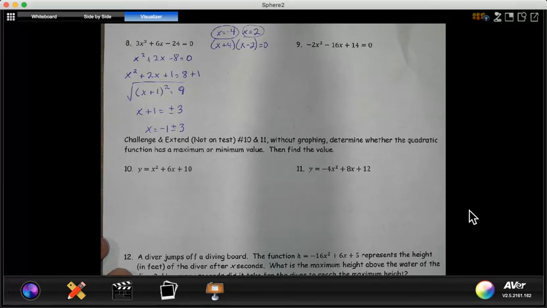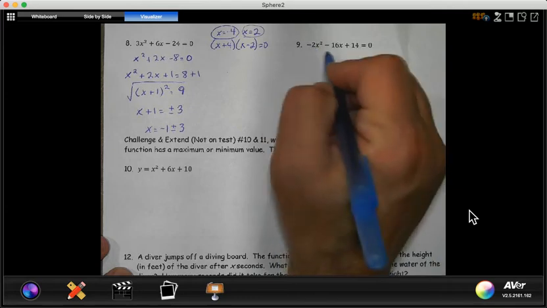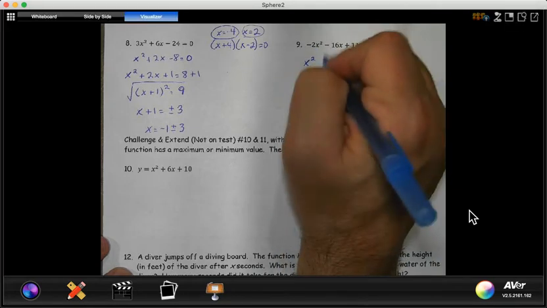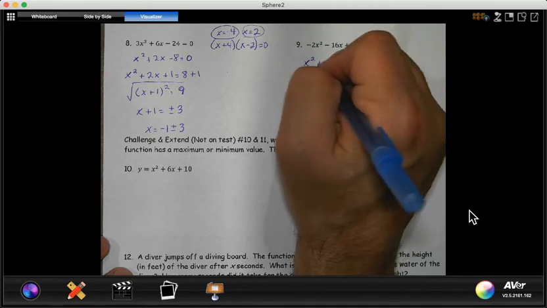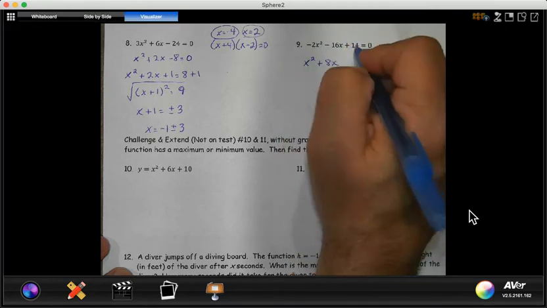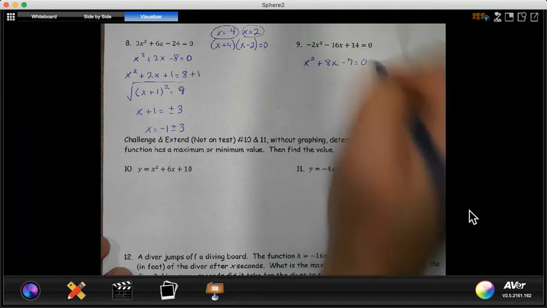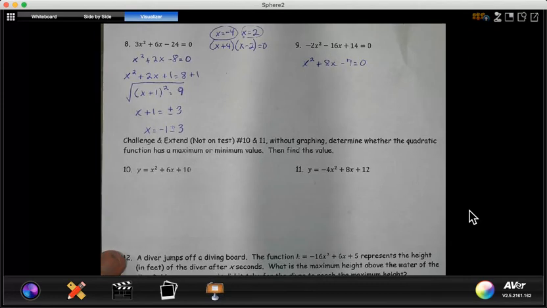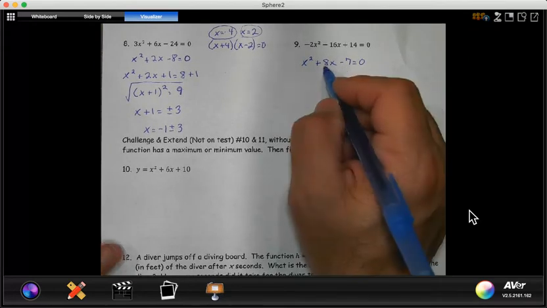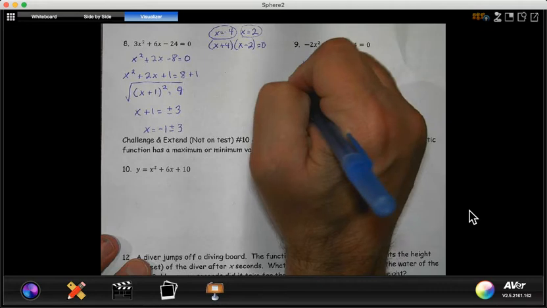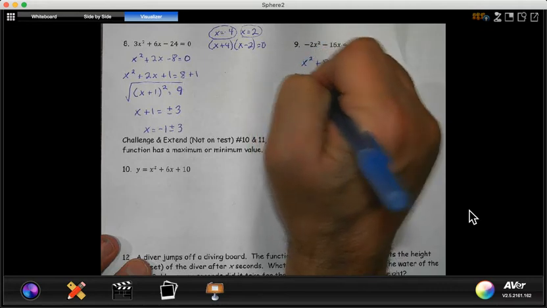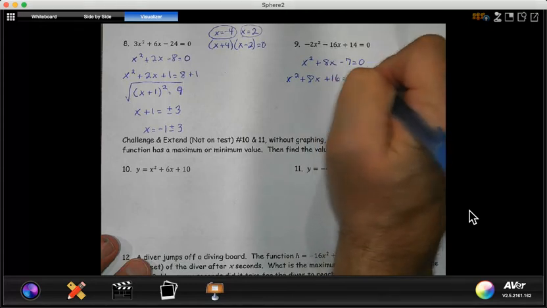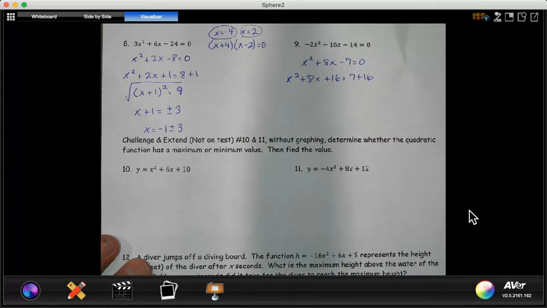I don't want that number in front, so I'm going to divide everything by negative 2. So be careful. That's x squared, and then negative 16 divided by negative 2 is a positive 8x minus 7 is equal to 0. And that doesn't factor. Okay? So we're going to use the complete the square method. Half of 8 is 4. 4 squared is 16. So I'm going to add 16 to both sides. And don't forget to add the 7 to both sides.